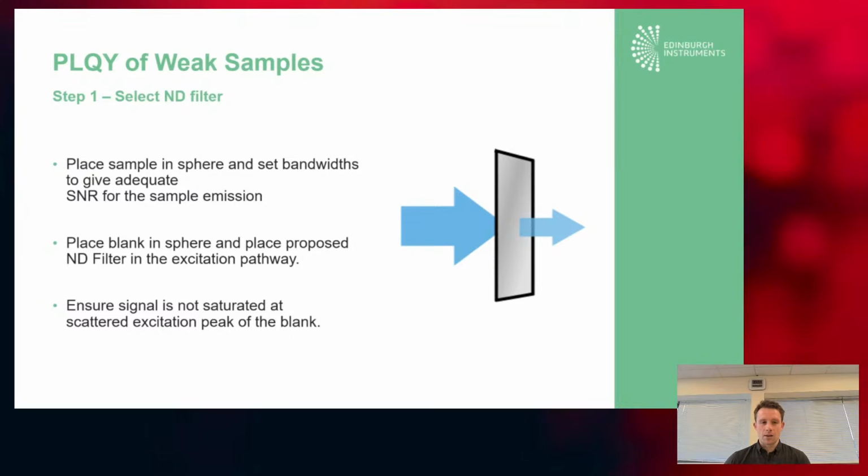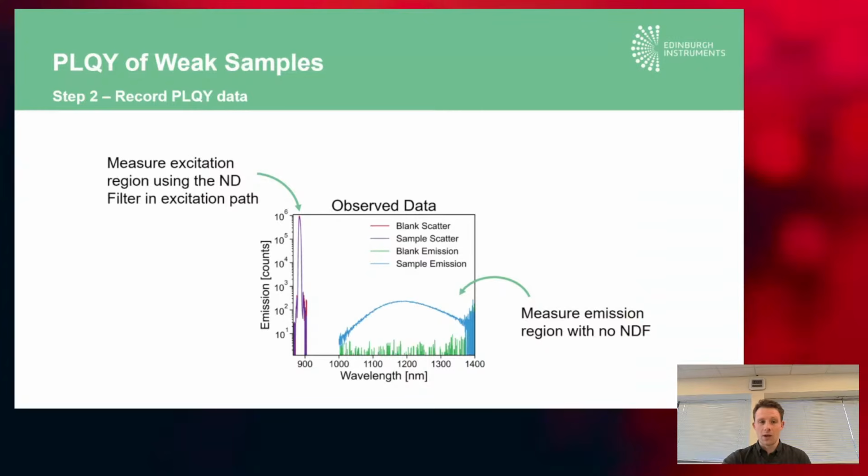So the first step to do is place your sample in the sphere, and you want to set your excitation and emission bandwidths to give adequate signal to noise in the sample emission region. You then want to place the blank in the sphere and place your proposed neutral density filter in the excitation pathway, and check the signal to ensure that it's not saturating your detector at the scattered excitation peak. So once you've done that, you can collect your PLQY data, collect your emission as normal with no neutral density filter, and measure the excitation region with the neutral density filter in the emission arm of the spectrometer.